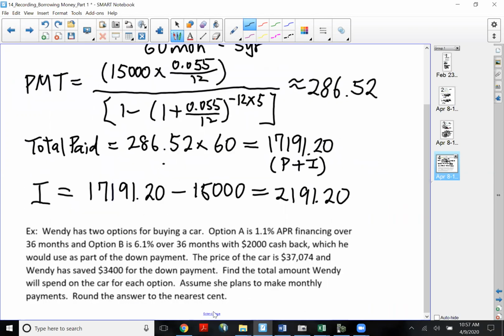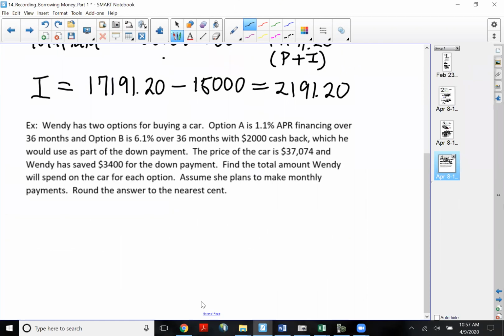All right, last question. We've got two options here. Finally, it says find the total amount Wendy will spend on her car for each option. So we have two different options here, and we need to figure out both of them. So option A.